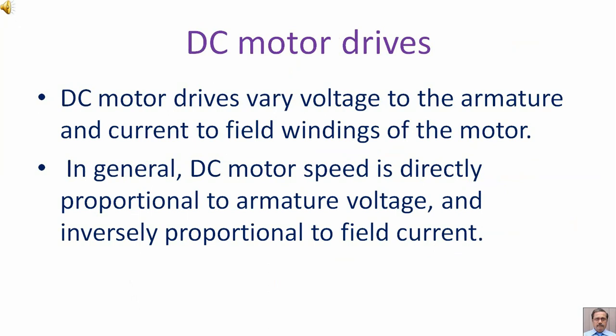DC motor drives. DC motor drives vary voltage to the armature and current to field windings of the motor. In general, DC motor speed is directly proportional to armature voltage and inversely proportional to field current.